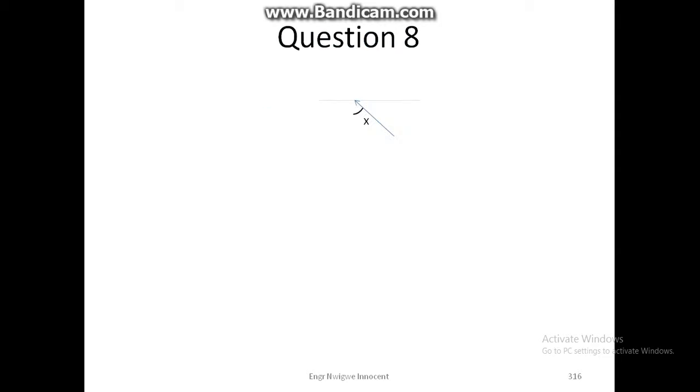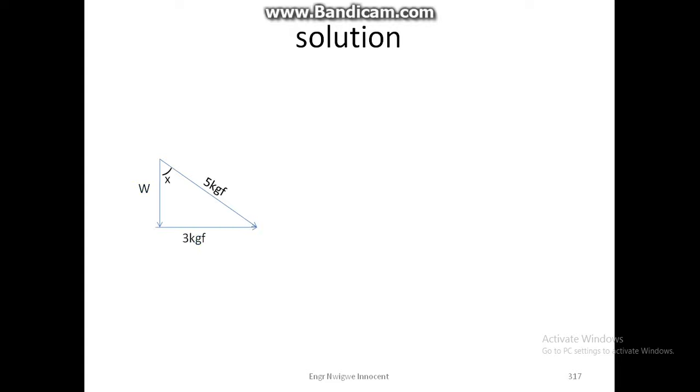Example 8. In the diagram, figure 1.59, calculate the value of the vertically suspended weight W and the angle S. Solution. The forces are resolved as shown below. This will now form a right angle triangle at an angle X, having the hypotenuse 5 kgf and an opposite of 3 kgf with the base of W.